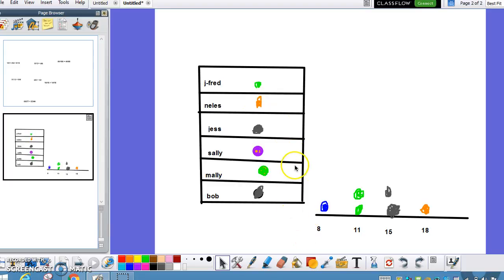So the only person that is 8 is Sally. You could put an X or a color. I'm putting colors, but you can use whichever you want.